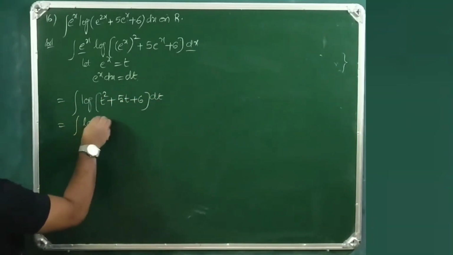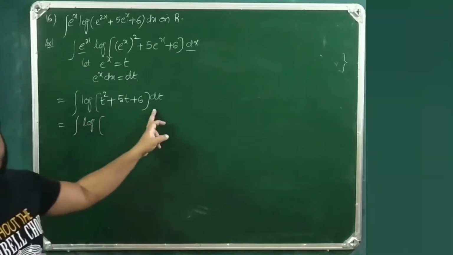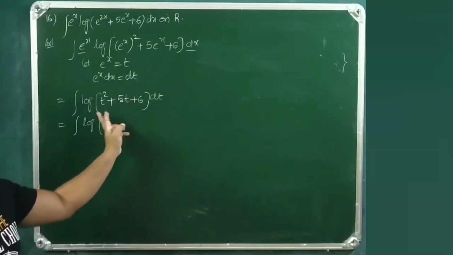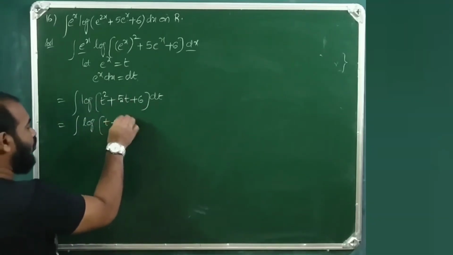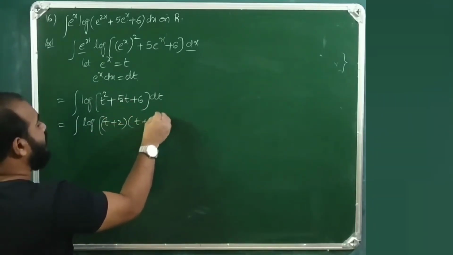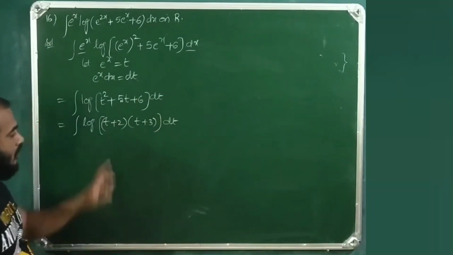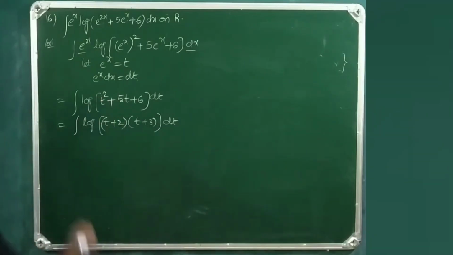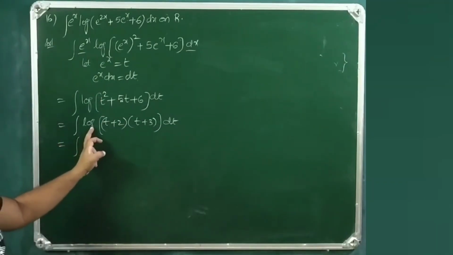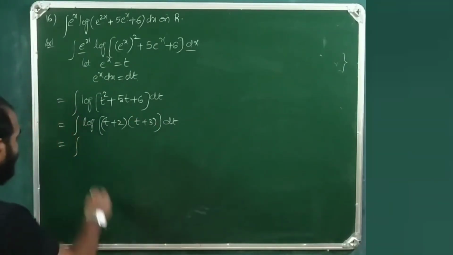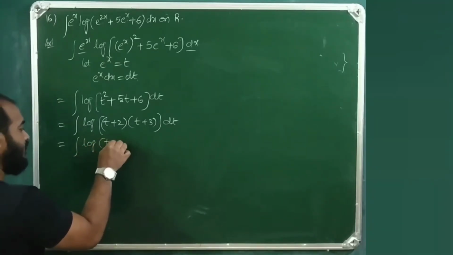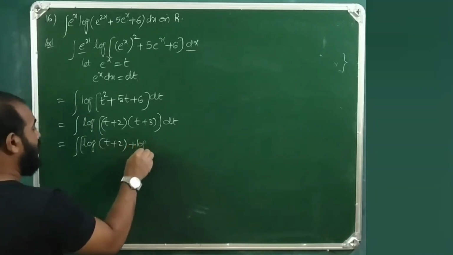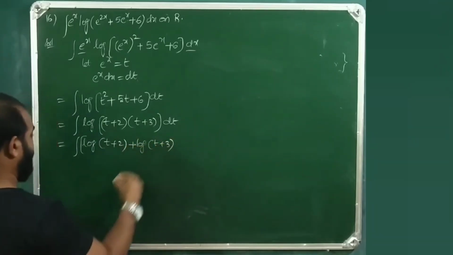This is log of t square plus 5t plus 6. So this is the quadratic expression. The factors for which are t plus 2 into t plus 3 dt. So t square, 3t plus 2t is 5t, 2 into 3 is 6. So we know that log a plus log b is log ab. So log of t plus 2 plus log of t plus 3 dt.